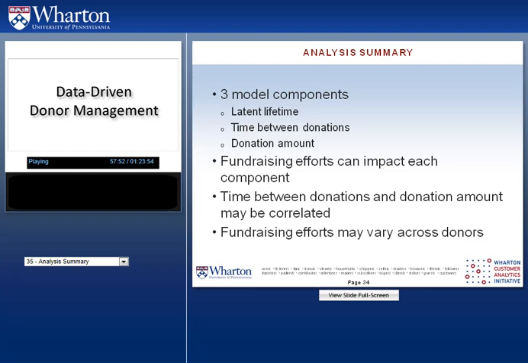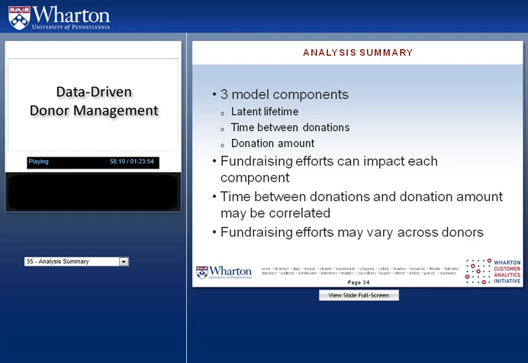But we're also going to find some differences, that there are some individuals who are more prone to get mailings compared to other individuals. And that may be indicative of additional information that the organization has that we don't necessarily have, but we're going to allow for that flexibility in the model.